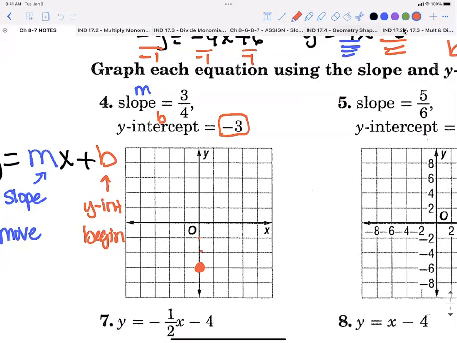Well, what does the 3/4 mean? 3/4 means that I go up 3, right? I rise 3 and I run 4 from my beginning point. So I put my pencil on my beginning point and I go up 1, 2, 3, and I run 1, 2, 3, 4. And where I land is my second point. And that's how you graph linear equations in y equals mx plus b. The last step is always just to draw your line.